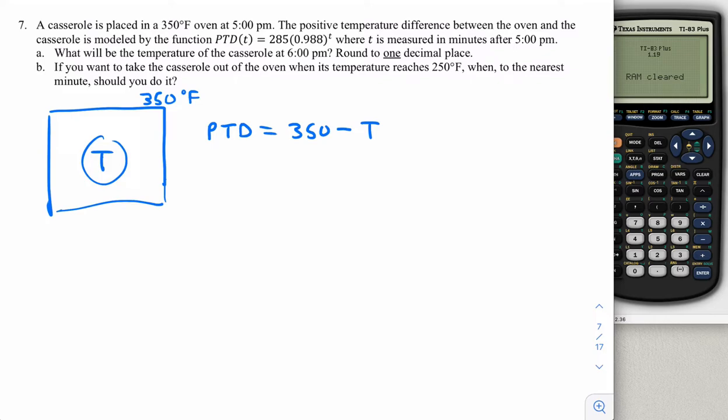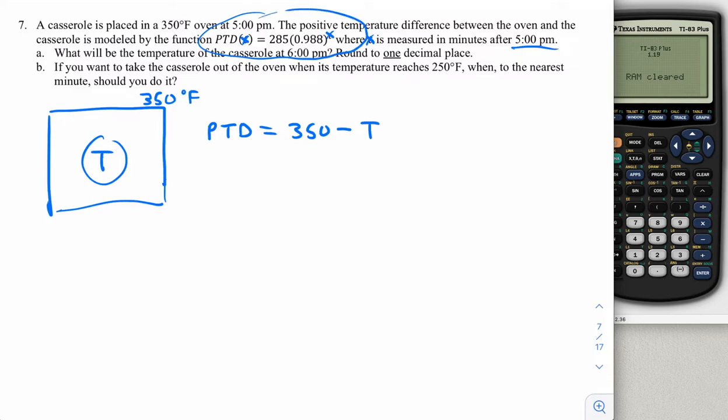Just to make things a little bit easier for me here, I'm going to change the name of the independent variable in this problem from small t to x so that it's easier to talk about. So we have that positive temperature difference model as a function of x measured in minutes after 5 p.m. Now, we got that positive temperature difference model. It's right here.